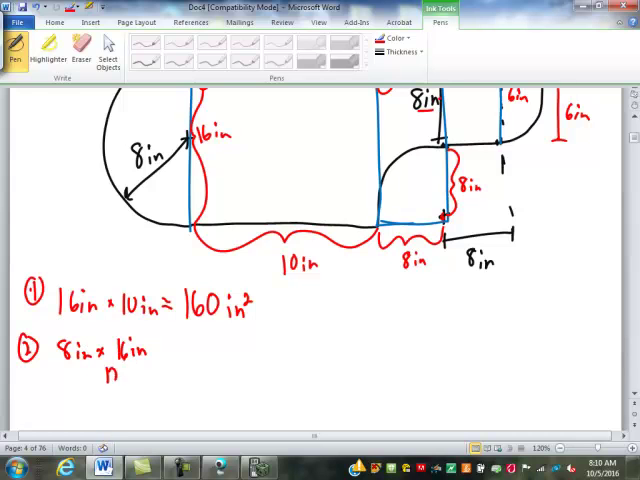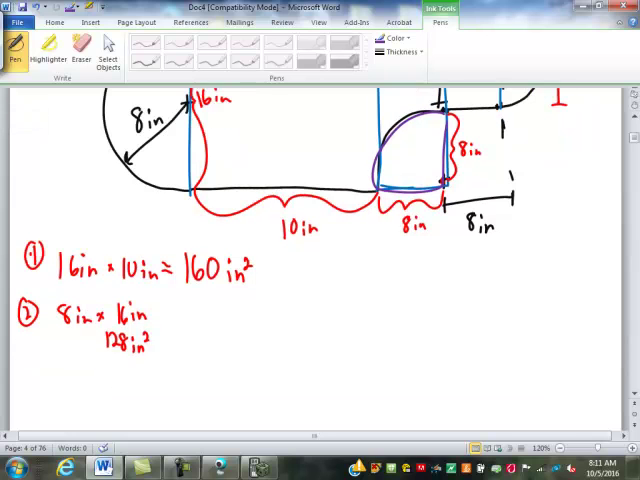Which is 128 inches squared. But notice I'm not writing it over here yet. I'm putting it back here because I have to subtract out this quarter circle. That circle is pi times 8 squared because it has a radius of 8. But then I'm going to do what to it? Divide by 4 because it's a fourth of a circle, which ends up being 50.24.